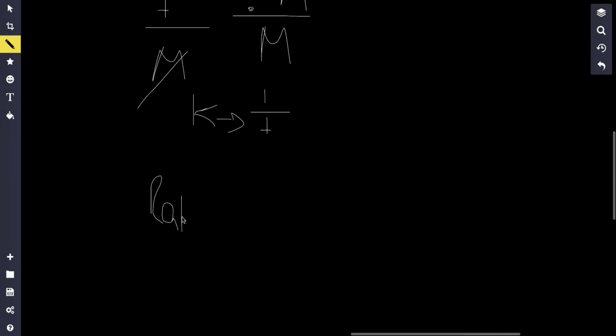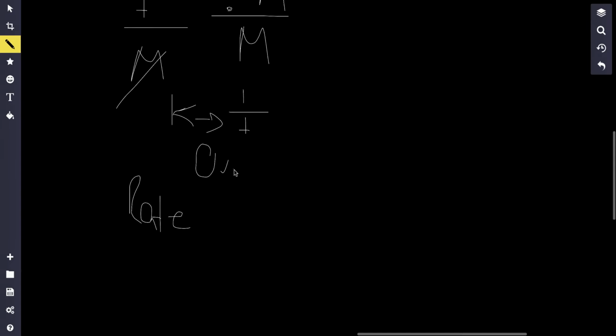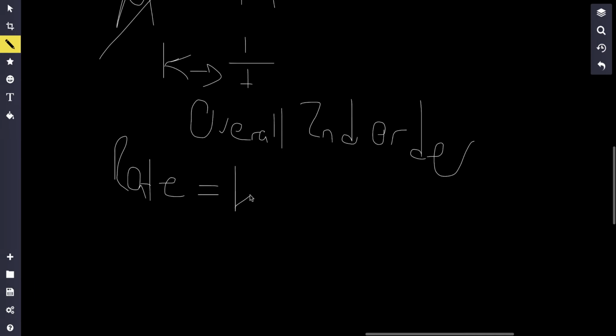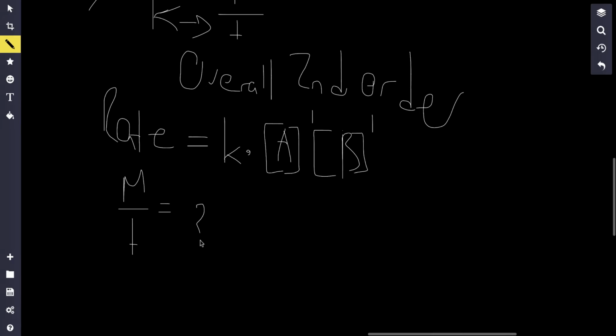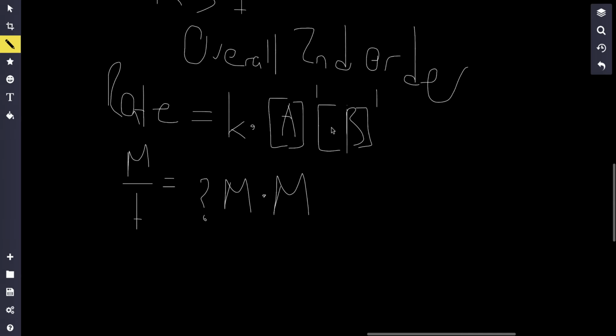Now let's say I'm looking at a reaction that's overall second order. Let's just say the rate is equal to K times the concentration of A to the first power multiplied by the concentration of B to the first power. So it's overall second order, right? Now, once again, rate is always measured in molar over some period of time. K, we don't know what that unit is. We know concentrations are always measured in molar, right? So we have 2 M's right over here.